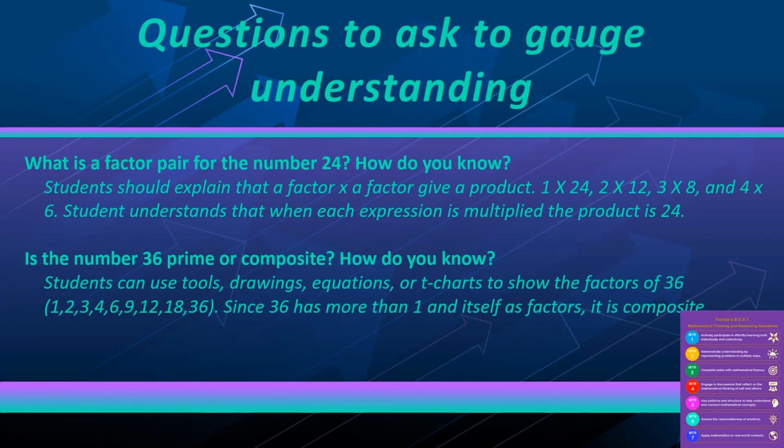Here are some questions to gauge student understanding. The first is, what is a factor pair for the number 24 and how do you know? Students should be able to explain that a factor times a factor gives a specific product. So students should be able to give some of those examples of factor pairs that you can see on your screen. They should understand that when we're multiplying those expressions, the product is going to be 24. The second question is, is the number 36 prime or composite, and how do you know? Students should be able to use concrete tools, drawings, equations, or T-charts to show all the factors of 36. You can see them listed on your screen. Since the number 36 has more than 1 and itself as factors, it is a composite number.